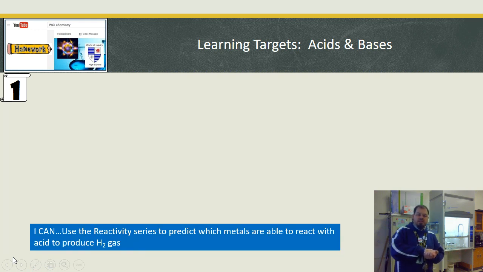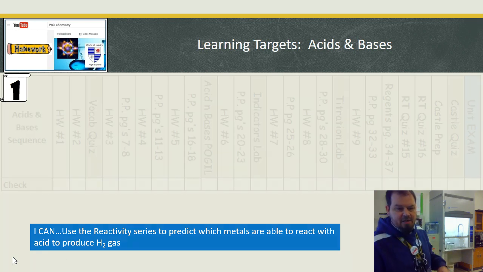Use the reactivity series to predict which metals are able to react. So we're going to go back into Table J, and we're going to get into a little bit of what's going on with reactivity to set us up for kinetics.